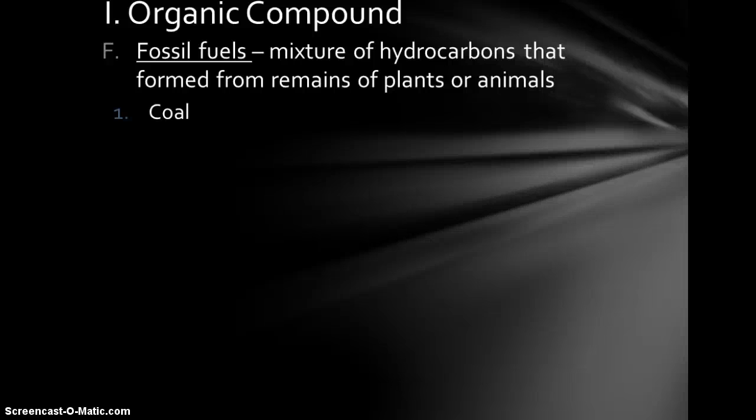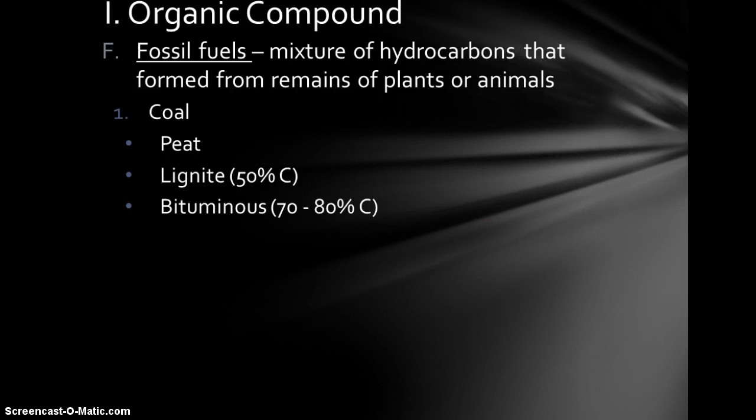and there are different types of coal. There are actually more than what I'm going to tell you here, but peat is a type of coal. Lignite is another type of coal that's about 50% carbon. Bituminous is another type of coal that's 70 to 80% carbon. And anthracite is another type of coal that's more than 80% carbon. Coal is used as a fossil fuel, so it's used for energy. The higher the percentage of carbon, the cleaner it burns. The lower the percentage, it burns kind of dirty, which is bad.